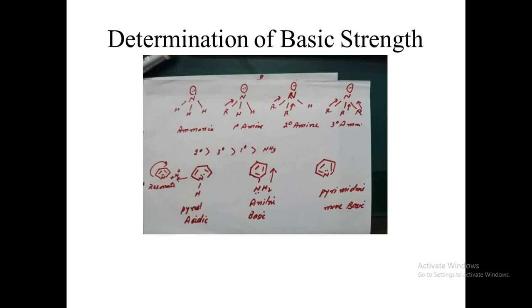So in this scenario, the trend will be: strongest base will be secondary amine, then tertiary amine, then primary, and the least basic nature will be found in ammonia.